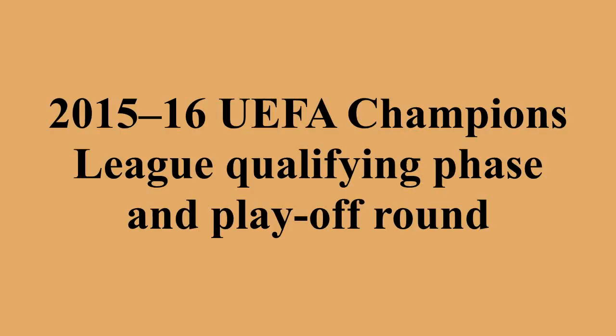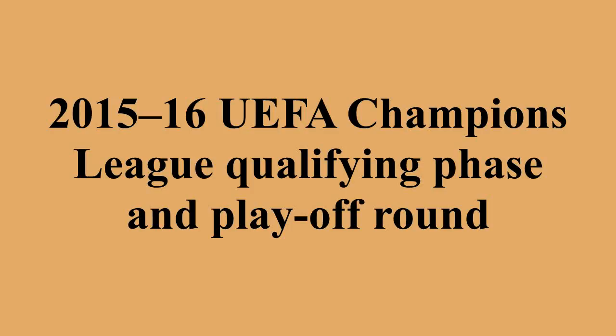Matches. Basel won 4-1 on aggregate. Skenderbeu Korçë won 4-0 on aggregate. Astana won 4-3 on aggregate. Celtic won 1-0 on aggregate. Partizan won 5-3 on aggregate. 2-2 on aggregate, Apoel won on away goals. Maccabi Tel Aviv won 3-2 on aggregate. 4-4 on aggregate, Dinamo Zagreb won on away goals.